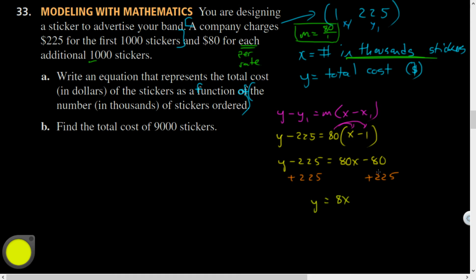Oh man, those signs are different, so I've got to subtract them. 225 minus 80. Let's see, 225 minus 100 would have been 125, and I was 20 off, so 145.